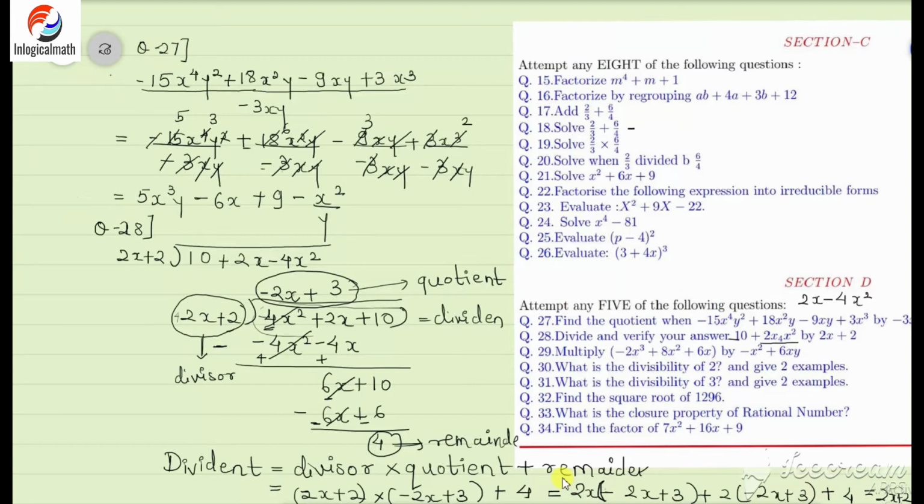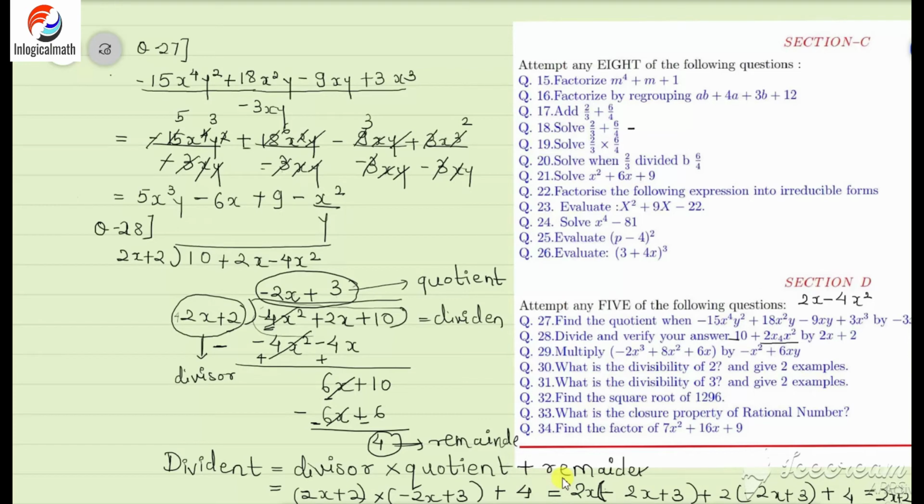So what we have to prove? Dividend equals divisor multiply quotient plus remainder. So this is a 4-mark question. I have solved half of the part, you have to solve the rest of the part. I will keep it as it is. Okay, you solve it by yourself.